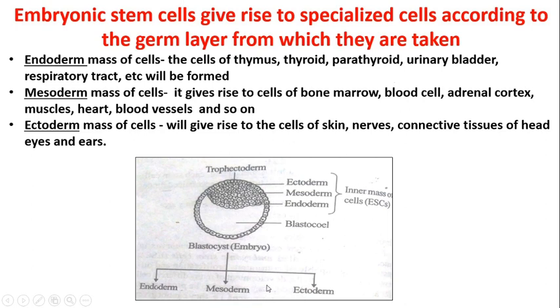See, from this picture you can understand better. These are the inner mass of cells. Okay. Endoderm mass of cells, then mesoderm and ectoderm. See here, these are the ectoderm cells, and here are the mesoderm cells, and these are the endoderm cells. So all these together are called the inner mass of cells, embryonic stem cells.